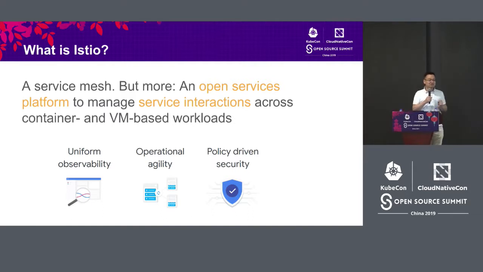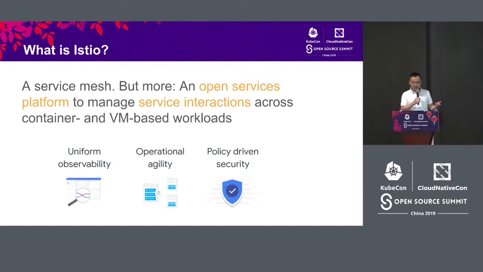Let me start with a little bit of background introduction. Istio is mostly known as a service mesh. To be more specific, it's an open service platform to manage service interactions across workloads running from everywhere: Kubernetes, VM, on-prem, public cloud. It solves three major problems for service communication. First, observability. It provides you uniform visibility into what's happening to your service, who is accessing your service, what the latency is, what the error rates are, which method is called.